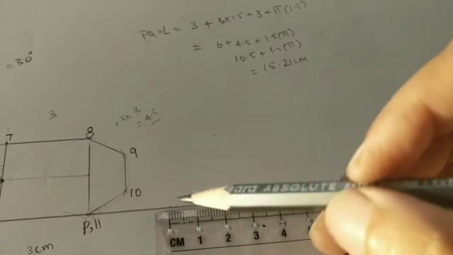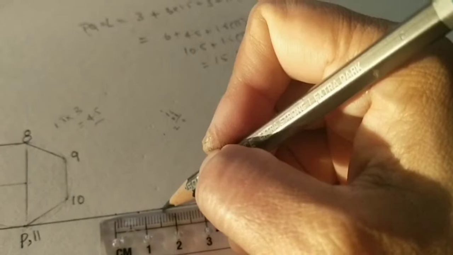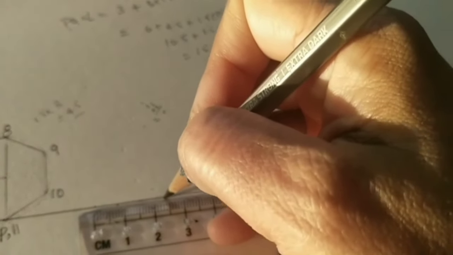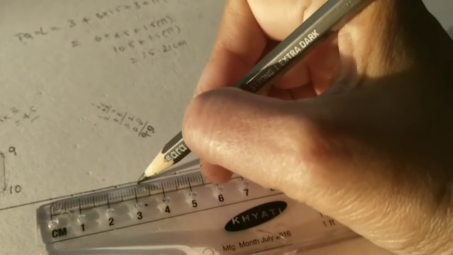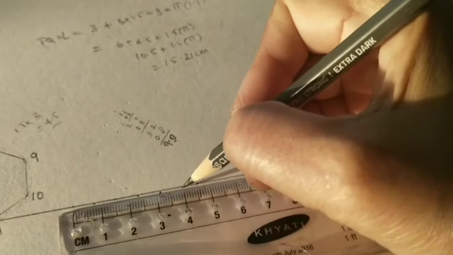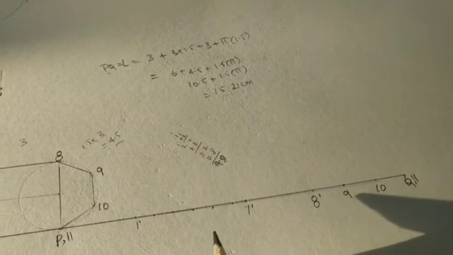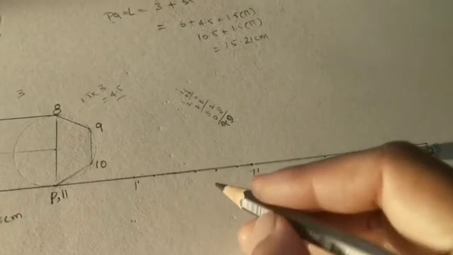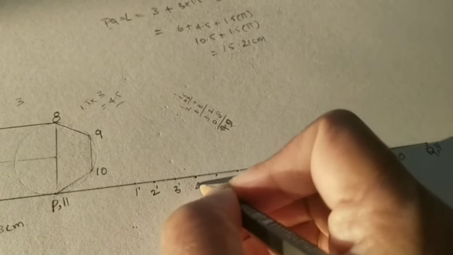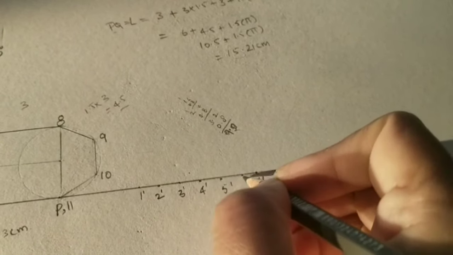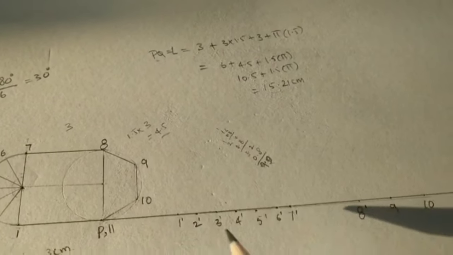Now from this point, take 0.8. 0.8 plus 0.8 means 1.6. 1.6 plus 0.8 means 2.4. 2.4 plus 0.8 means 3.2. 3.2 plus 0.8 means 4. 4 plus 0.8 means 4.8 here. Okay, so these are the divisions. Give the numbering. From 1 to 2, this is 2 dash, this is 3 dash, this is 4 dash, this is 5 dash, this is 6 dash. Okay, we have marked all these points from 1 to 7 on the linear length.